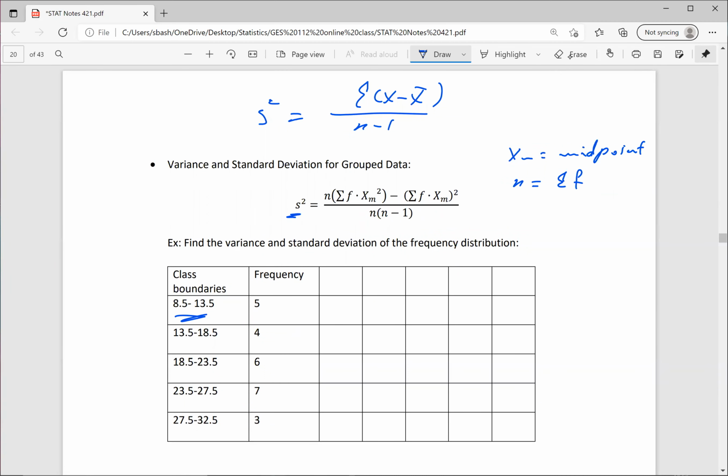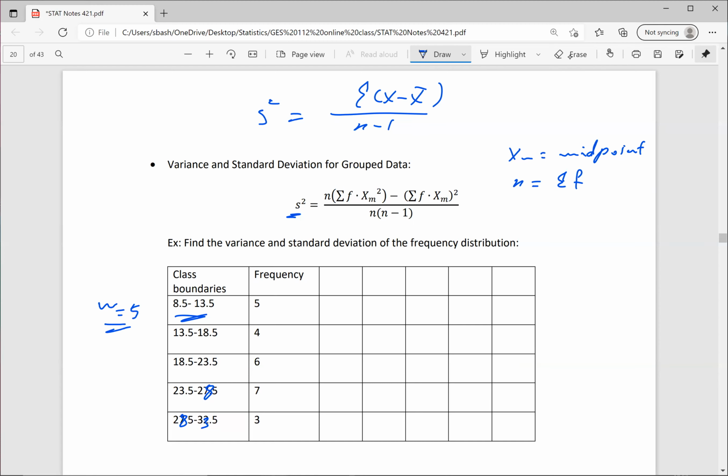We have 5 classes. We need to find the variance and the standard deviation of the frequency distribution. We have the first class from 8.5 to 13.5. You can see the class width is 5, because we need this one later on. Then 13.5 to 18.5, 18.5 to 23.5, 23.5 to 28, and the next one will be 28.5 to 33.5, because we must have class width equal to 5. The frequencies are given in the example.